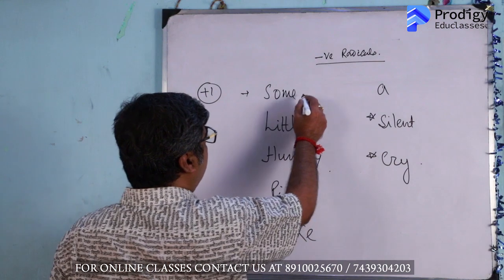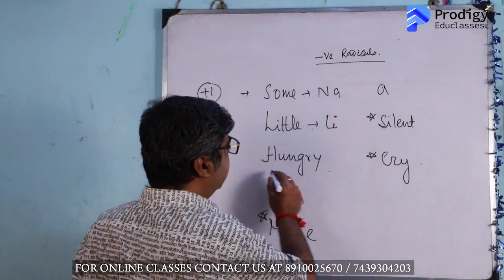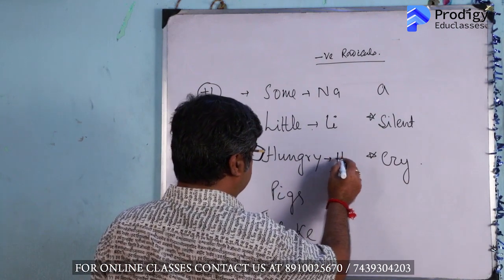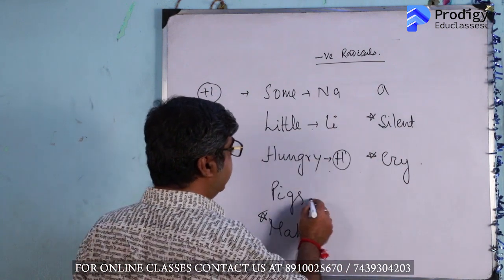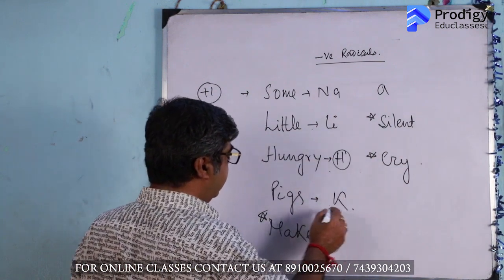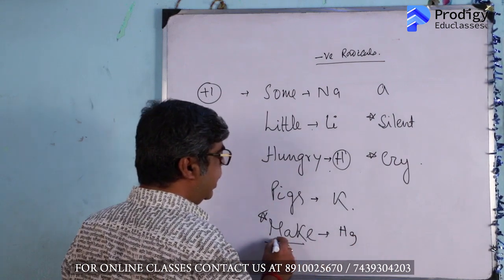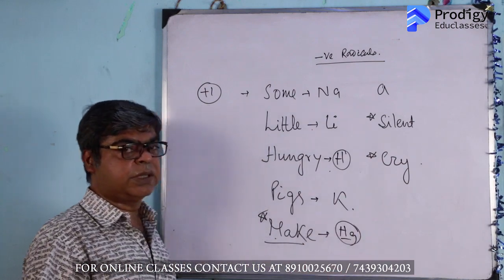Some stands for sodium, Na. Little stands for lithium, Li. Hungry stands for H, means hydrogen. Pig stands for potassium, K. Make stands for Hg. Make and Hg, why? Because it is pronounced as mercurous.